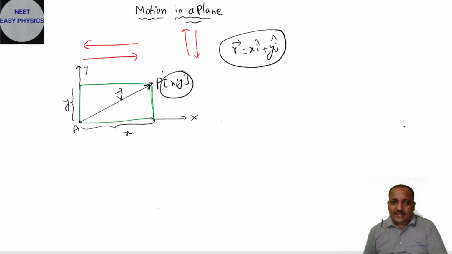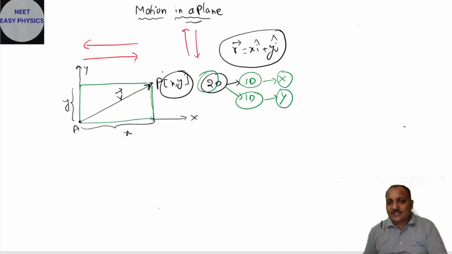For our convenience, we will divide this two-dimensional motion into two one-dimensional motions: one along the x-axis and one along the y-axis. If it is the YZ plane, we take it along the y-axis and z-axis. So this is the position vector of the object moving from A to B.